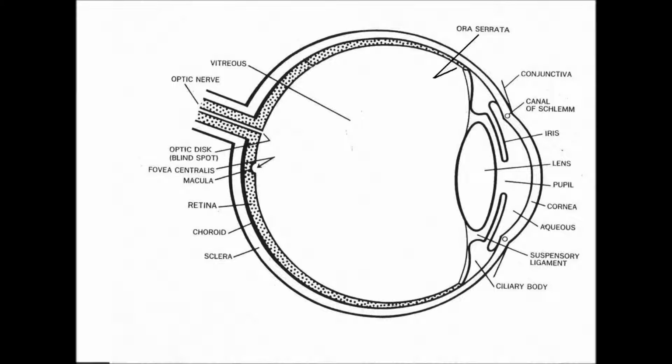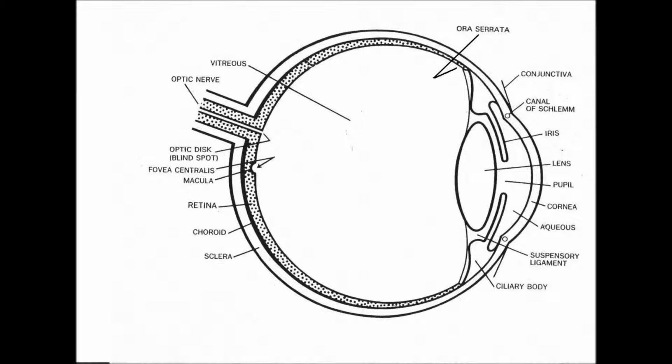The ora serrata is the serrated junction between the retina and the ciliary body, and this junction marks the transition from the simple non-photosensitive area of the retina to the complex multi-layered photosensitive region.